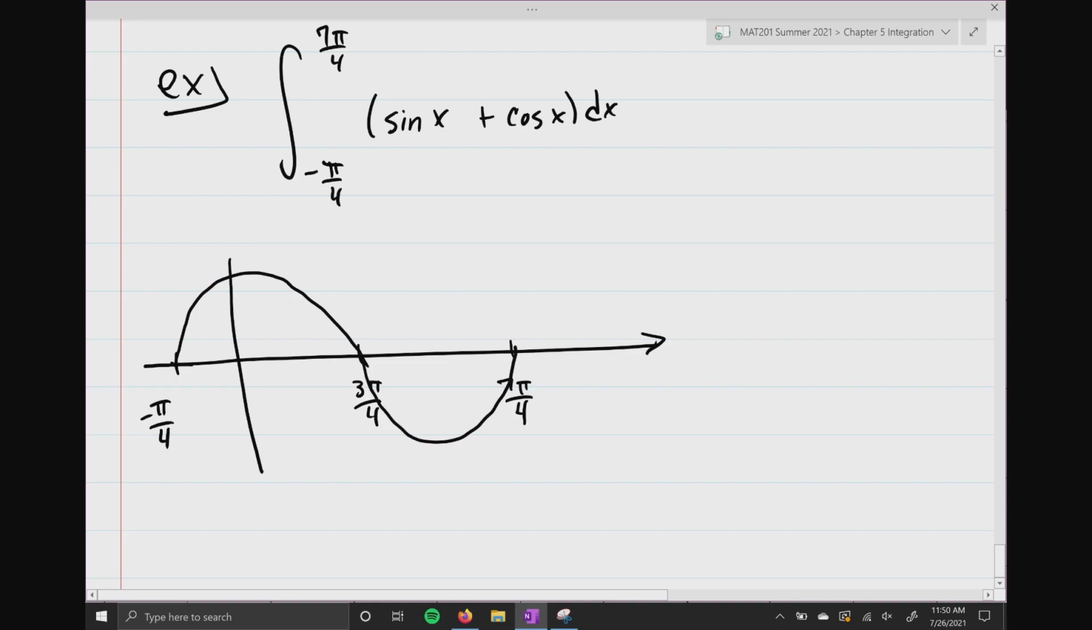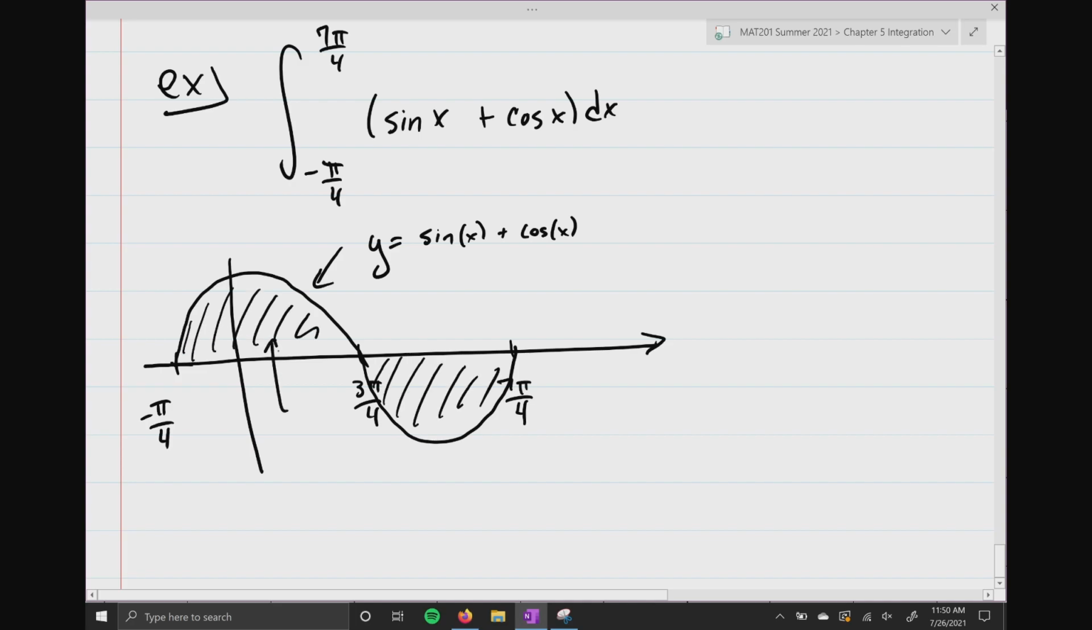And that's what this graph looks like right here. Let me just label it real quick. If you look at this, the regions, region 1 and region 2, are equal to each other. They're the same. Okay.